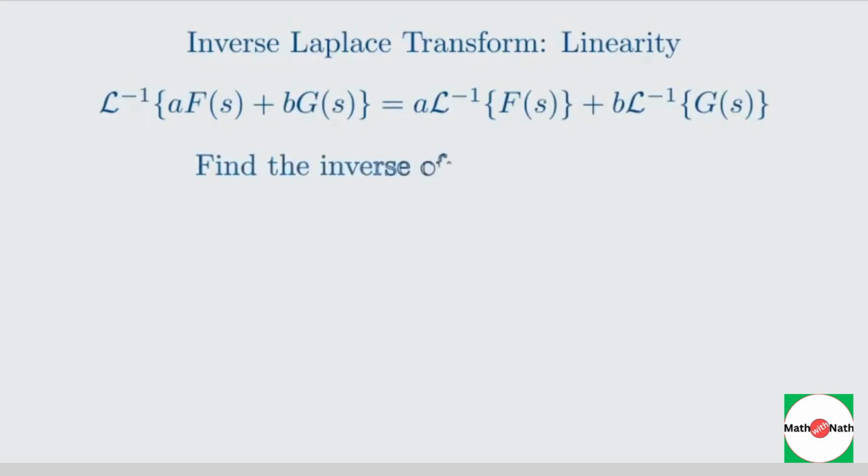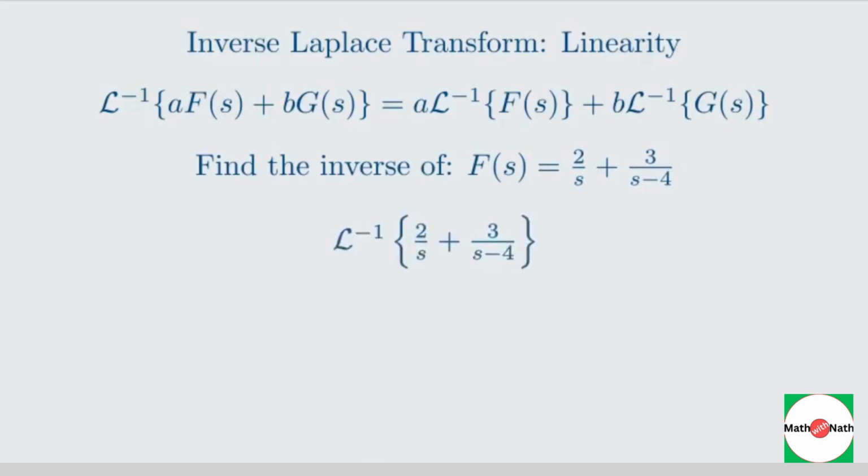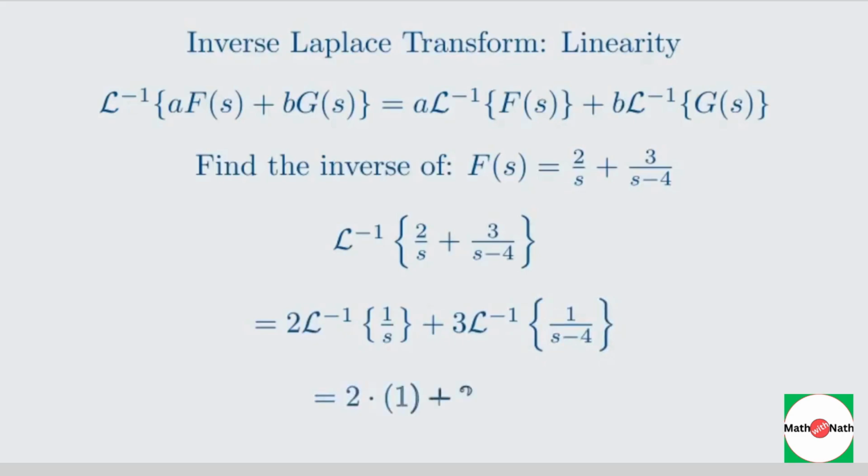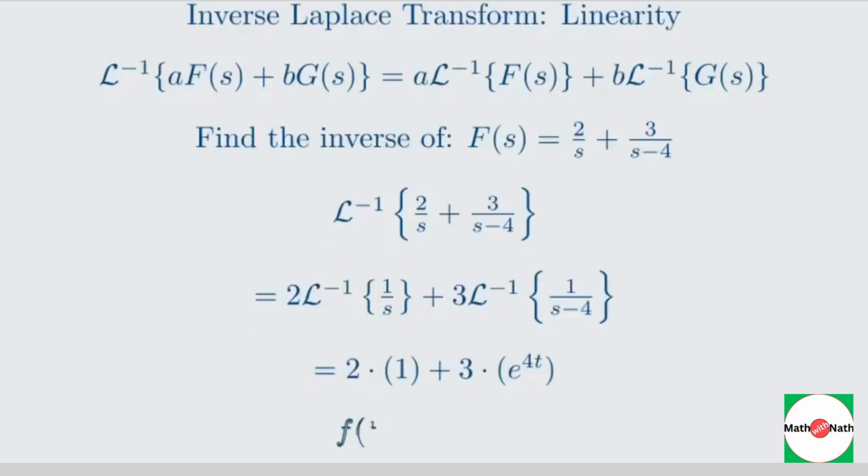Suppose we want to find the inverse of capital F of s equals 2 over s plus 3 over s minus 4. Using linearity, we can break this into two separate inverse transforms. Notice how we moved the constants 2 and 3 out front. Now, we just look at our basic table for the remaining parts. The inverse of 1 over s is 1, and the inverse of 1 over s minus 4 is e to the 4t. Our final result in the time domain is 2 plus 3 e to the 4t. By breaking the complex expression into smaller, familiar pieces, the process becomes much more manageable.